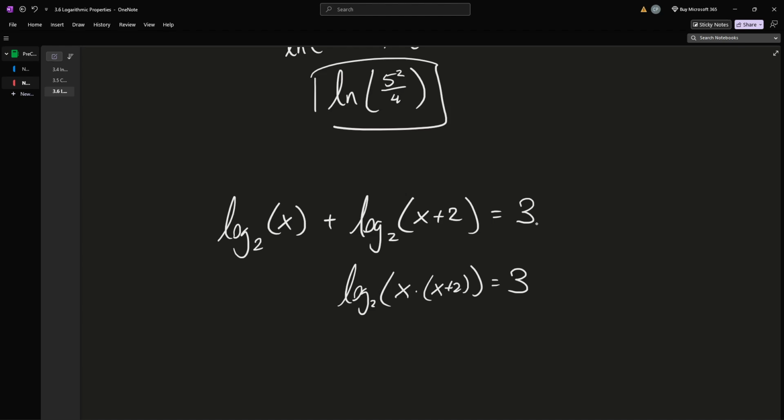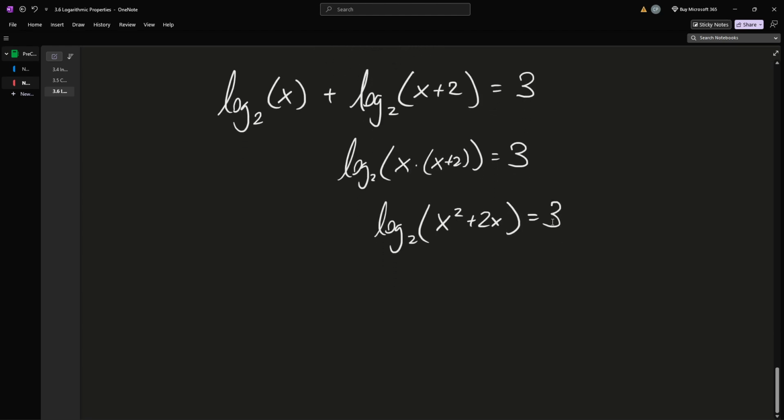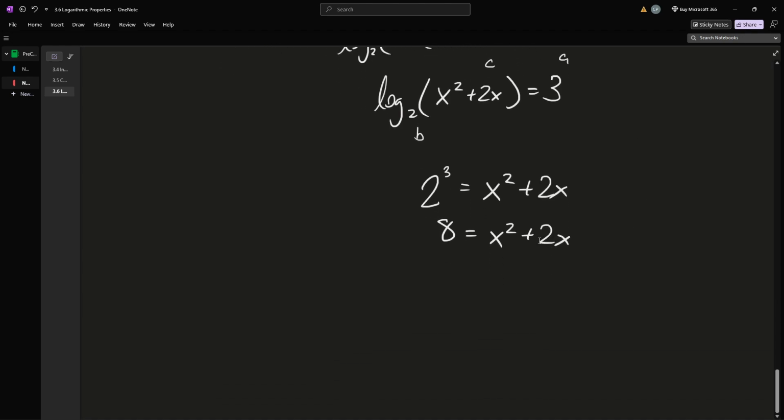So I have this value. I'm going to simplify the inside a bit more. Log base 2 of x squared plus 2x equals 3. How do I solve for this? I don't like that log there. So I'm going to get rid of the log by doing our rule of b, c, and a. 2 cubed equals x squared plus 2x. 8 equals x squared plus 2x. And all of a sudden, we see a problem we can solve.